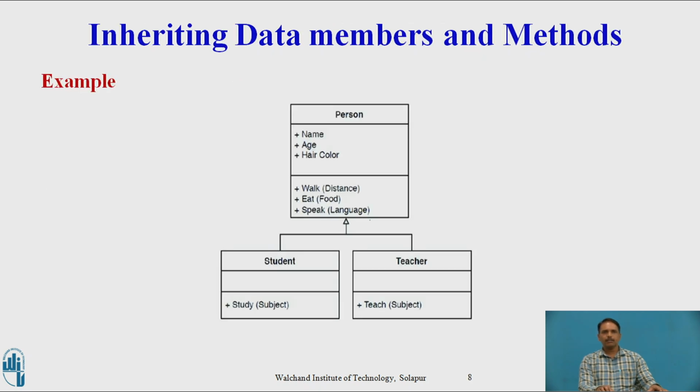Now let us take an example of inheritance in the real world. Here we have three classes. The first one is the person class, the second one is the student class, and the third one is the teacher class.